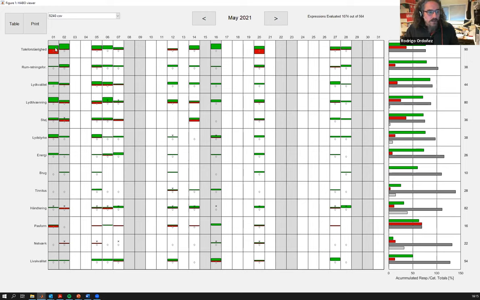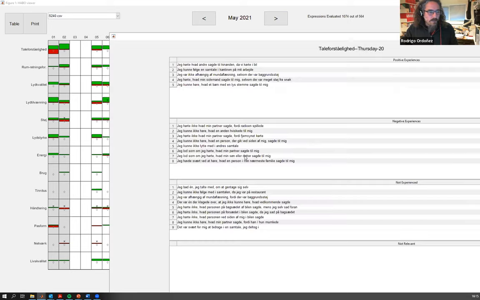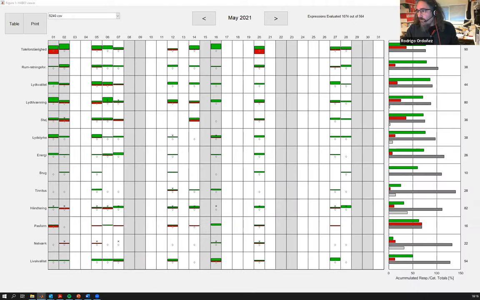Of course, green means good, red means bad. So the idea is that we can click on one of these days, and then for a given day, we can see what experiences were good, what experiences were bad, and which ones were not experienced. So this would basically be a tool for the audiologist to say, okay, I can see that on this and this day you had a certain problem relating to this or this aspect of the hearing aid.